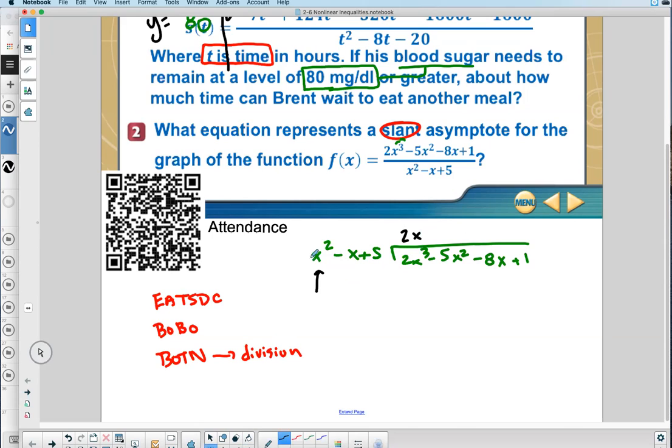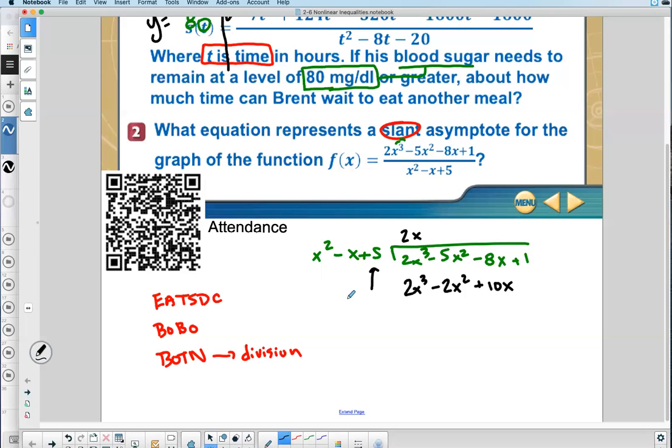So when I multiply this by 2x, I get 2x cubed. And you distribute 2x times negative x. What's a negative x times 2x? Negative 2x squared. Very good, Josue. And then 5 times 2x is 10x.